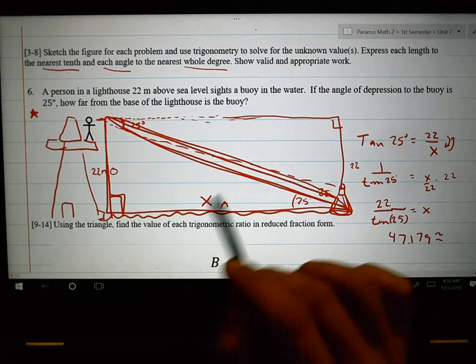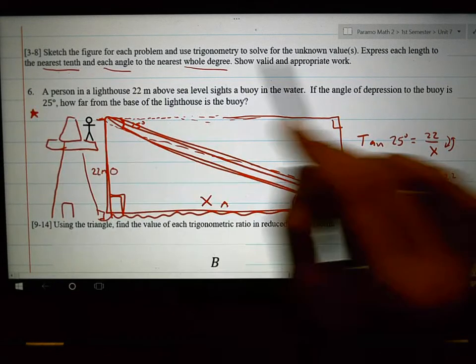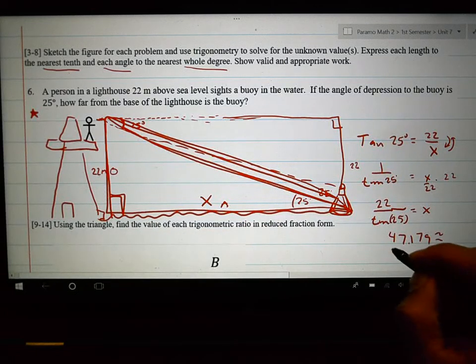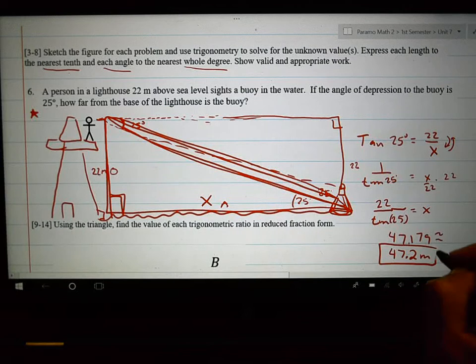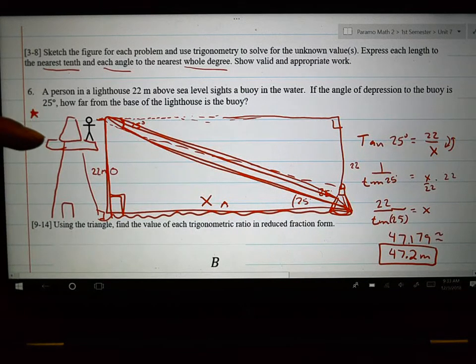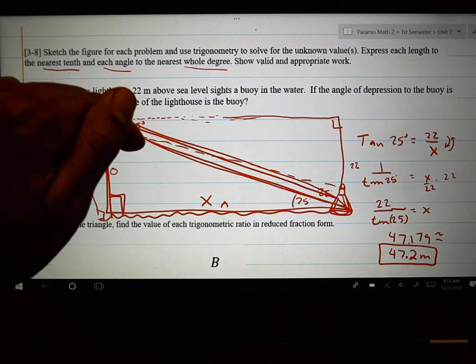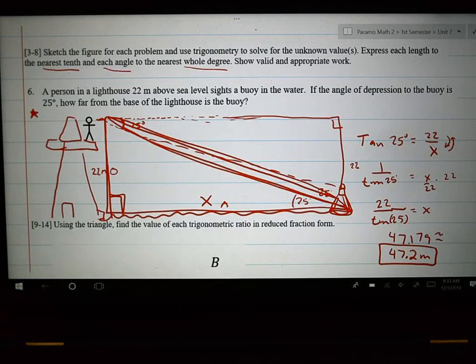This is a distance, nearest tenth. That was 22 meters. 47.2 meters is our answer. Kind of interesting, right? You could actually be inside something, look and see something and measure the degree, and you could figure out exactly how far away it is. That's trig. That's how they calculate a lot of the stuff in the old days before lasers and other things like that.